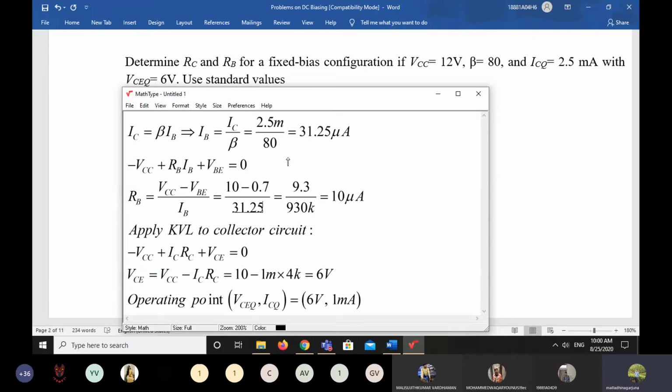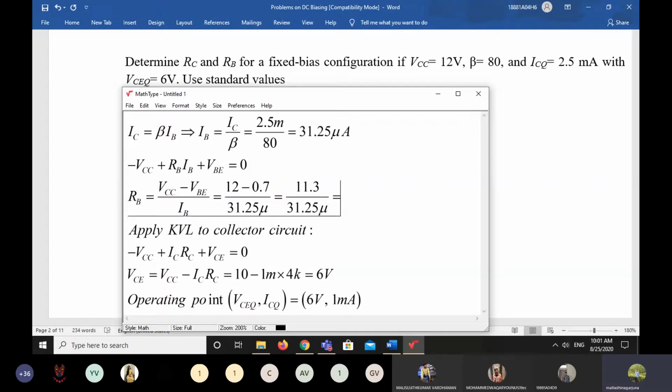So VCC, how much is it given? 12 minus 0.7 by 31.25 micro. So you get 11.3 here divided by 31.25 micro. So what will be the answer? The answer is 11.3 divided by 31.25.